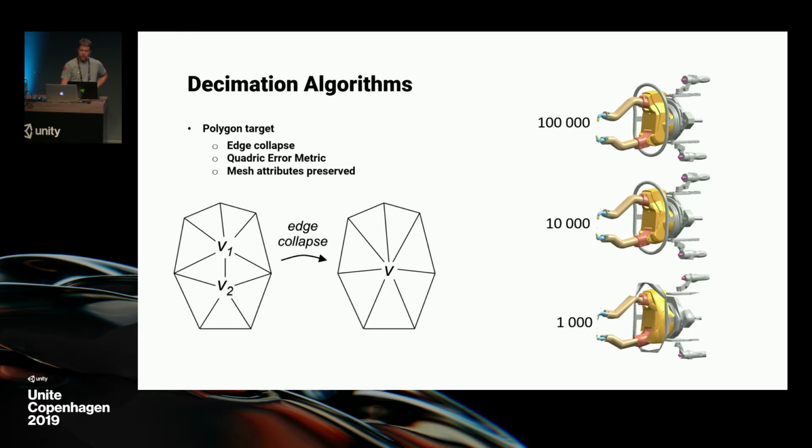The other decimation method that will be available in the next release of PiXYZ is the polygon target decimation. It allows the user to specify a target polygon count to ensure that the model fits the performance of a given device. This method is based on edge collapse using quadric error metrics.